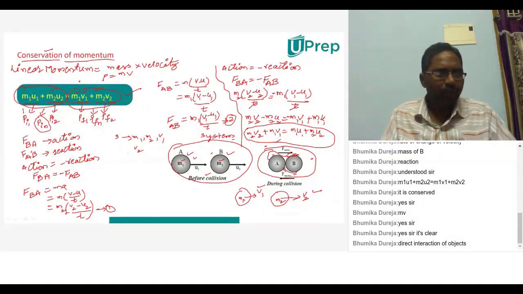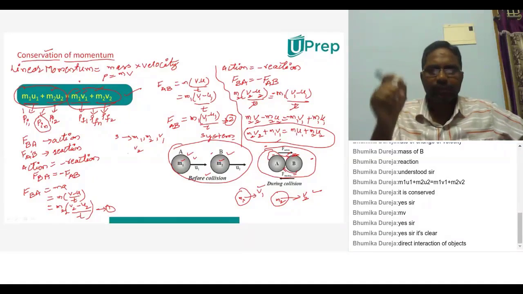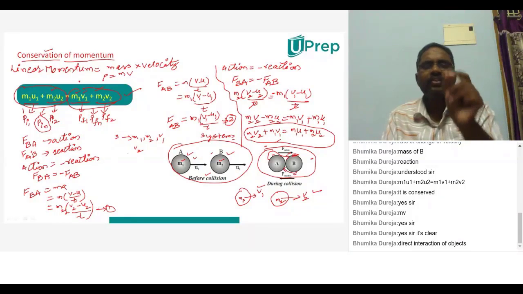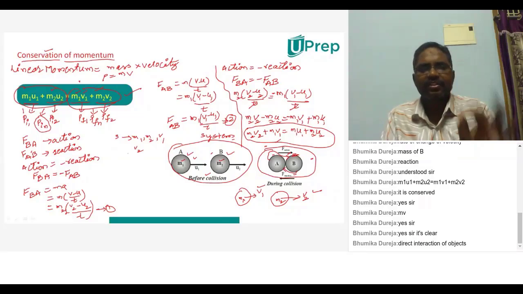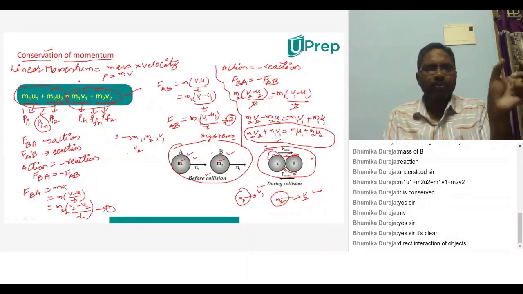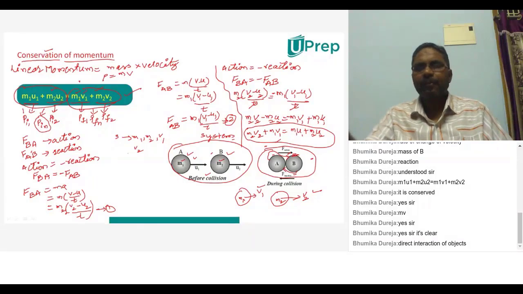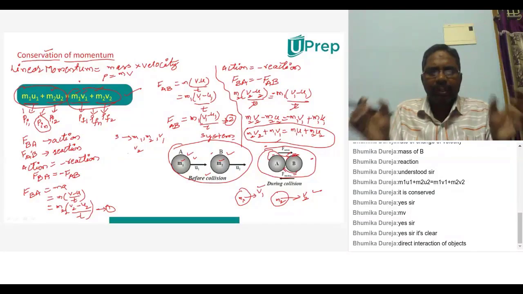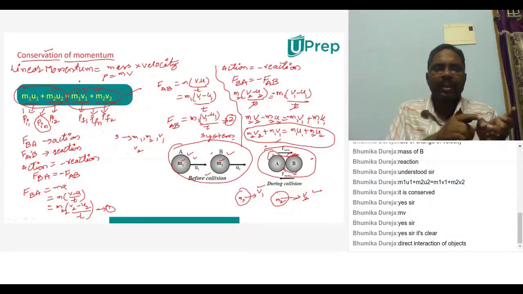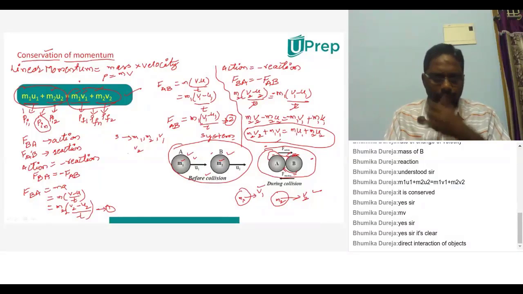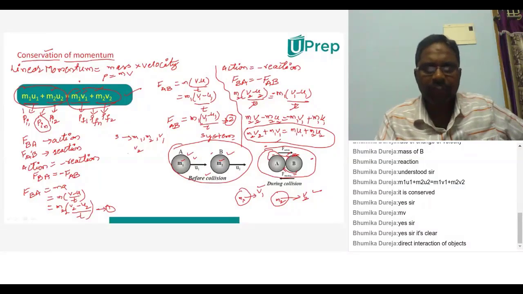I hope you understood conservation of momentum. In simple words, you have to understand it like this: in a system, if any collision is occurring, the same momentum the system had before the collision will be there after the collision. You have to remember this, and in equation form, remember it like this: m1 u1 plus m2 u2 is equal to m1 v1 plus m2 v2. So this is the law of conservation of momentum.